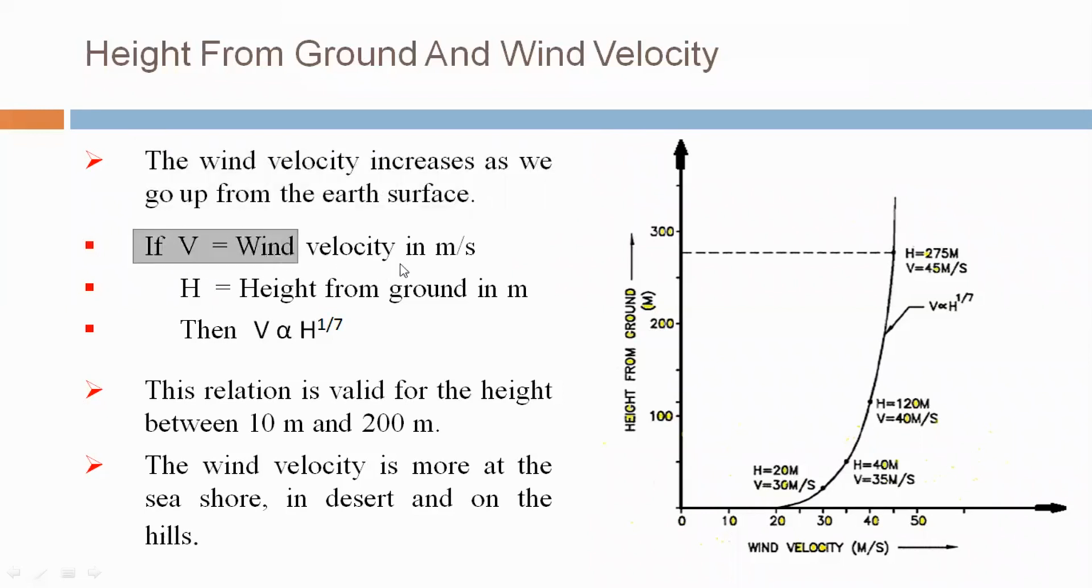If v is equal to wind velocity in meter per second, which we can see in the graph, and h is height from the ground in meter, then v is proportional to h raised to 1/7. This relation is valid for the height between 10 meter and 200 meter.